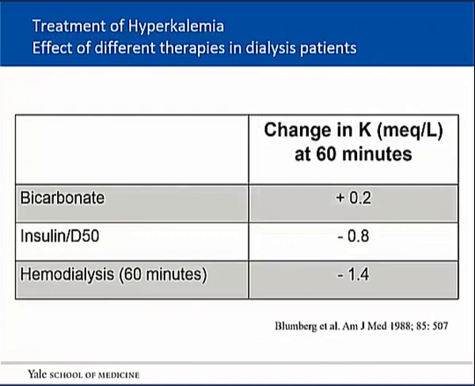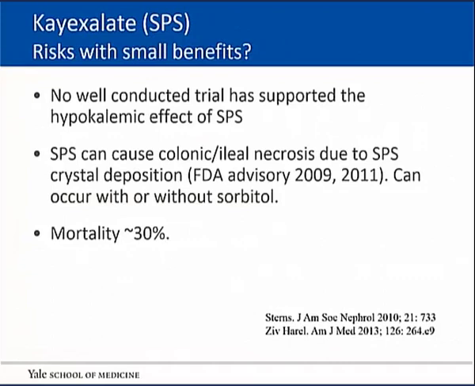This slide gives you a summary of how much you get for each of the interventions. Bicarbonate doesn't do much, that's why we don't use it. Insulin gives you about 1 milliequivalent per liter. Dialysis gives you more, and the longer you do, the more you get. So patients in acute kidney injury and acute renal failure, that's why they need dialysis.